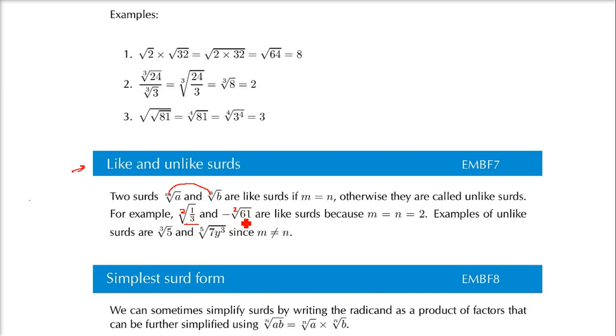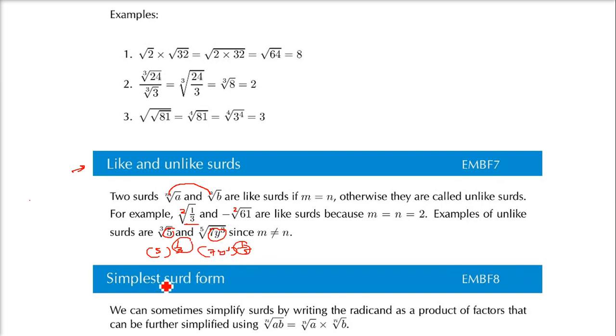So the root is same or the raised power is same, that is why these are like surds. But here the raised power is 1 by 3, here the raised power is 1 by 5. That is, this is 5 raised to the power 1 by 3 and this is 7y cube raised to the power 1 by 5. So these are not same, so they are unlike surds.